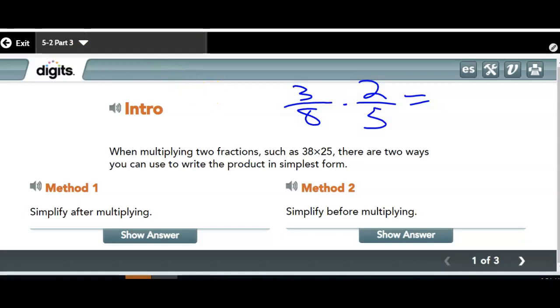Okay, when solving this problem, we would take 3 times 2 to get 6, 8 times 5 to get 40. Raise your hand if that's how you answered this problem. Raise your hand if you did it a different way. Nice. We're all going to learn something new today then. Is this in simplest form? No. What do we have to do to make this in simplest form? Ben, we have to divide. What are we going to divide out of both the numerator and the denominator?